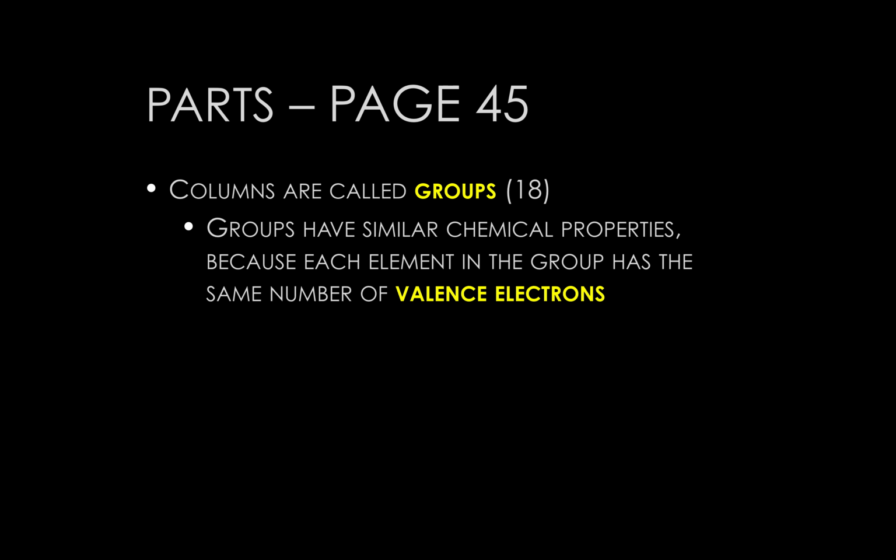Now, remember, to calculate the number of valence electrons, we look at the group number. So if you look at sodium, who's in group 1, which means sodium only has 1 valence electron, versus chlorine, who's in group 7, has 7 valence electrons. So again, valence electrons just correspond to the group number.